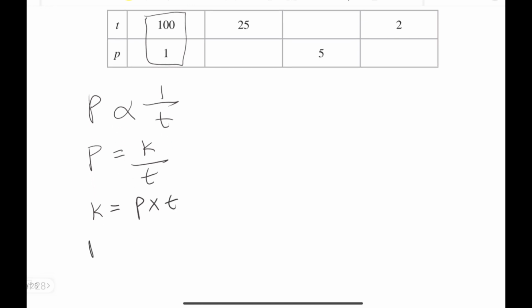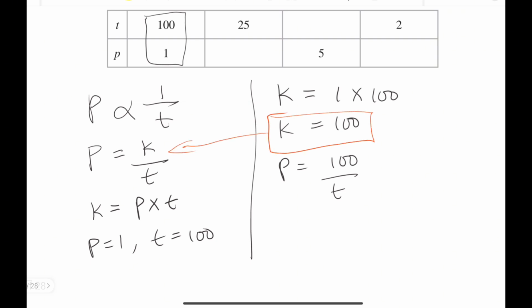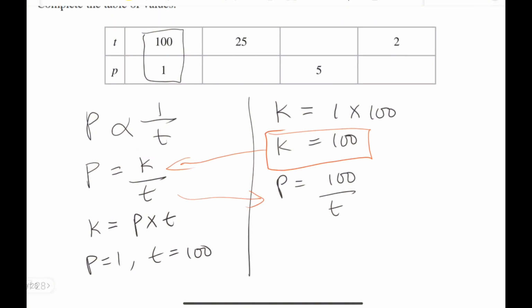Given that P is 1 when T is 100, K, the constant, is 1 multiplied by 100, and that means K is 100. So the equation becomes P equals 100 over T. We replace K with this value and it gives us this. So now we can find the values.